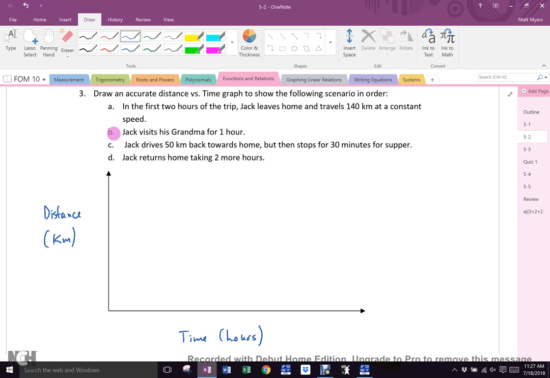Four. Good. A, I'm going to graph in black. So Jack leaves home and travels 140 kilometers at a constant speed, and it will take him 2 hours, yes? So let's put our hours on. One, two, three, four, five. That's too small. Let's make this bigger. One, two, three, four, five, six, seven. Everybody happy? All right.